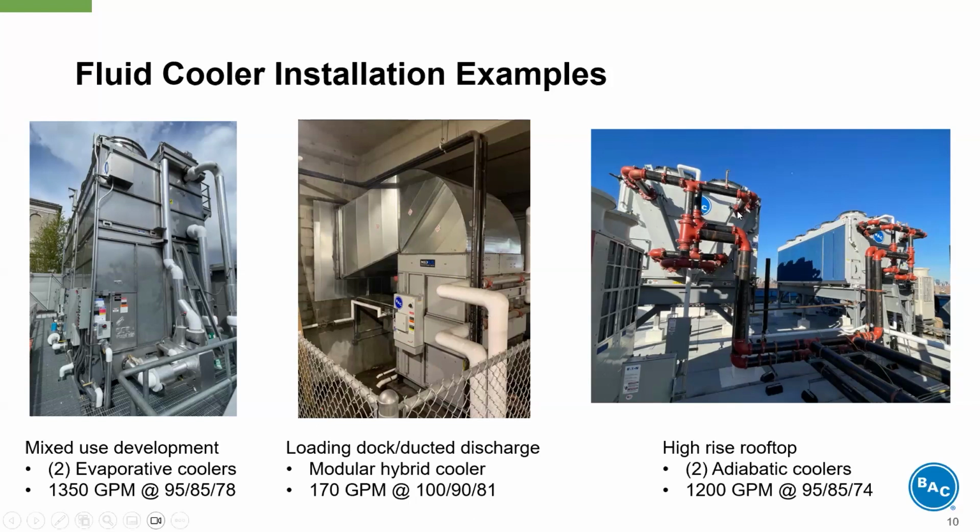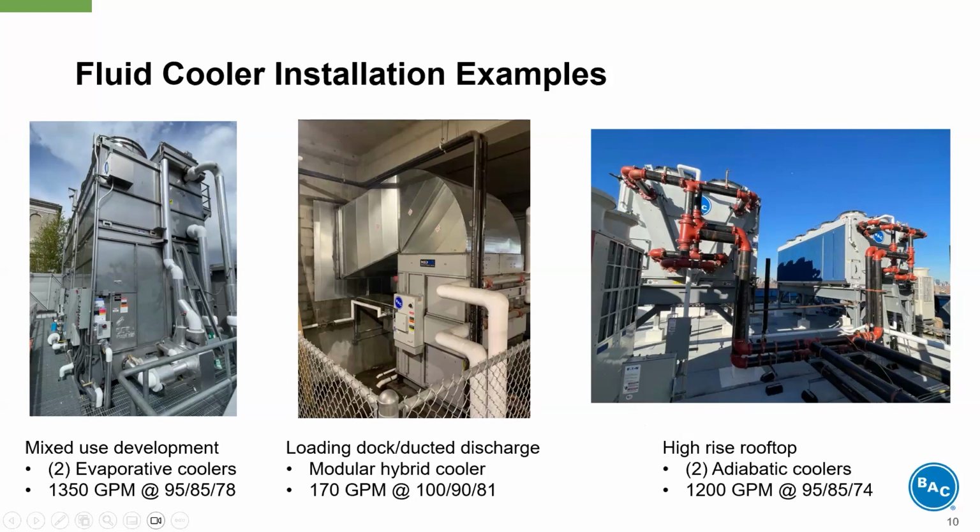And then last on the right, we have some adiabatic fluid coolers. This is a project in New York City. So the units are located high up on the roof. Typically, it's not the best idea or feasible to be piping refrigerant up multiple stories in an urban environment. So in this case, they have the glycol solution pumped up to the roof. They have two fluid coolers providing 1,200 GPM of 95 degree water entering, 85 leaving.